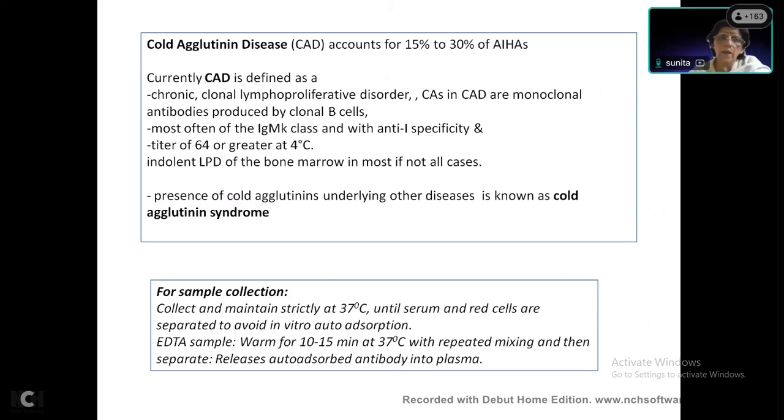Important thing in this is how to collect the sample, because already the samples show agglutination, so it is very difficult to do blood grouping or the testing for the workup for these patients. So you should collect all your samples at 37 degrees centigrade. You should warm your syringes or vacutainers, and all the things should be done at 37 degrees centigrade till the separation occurs.